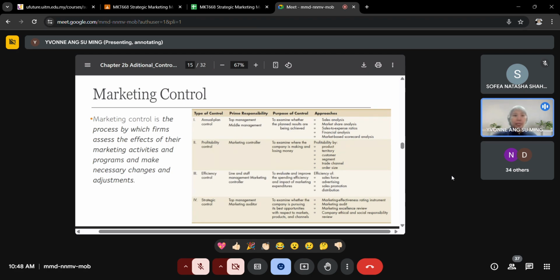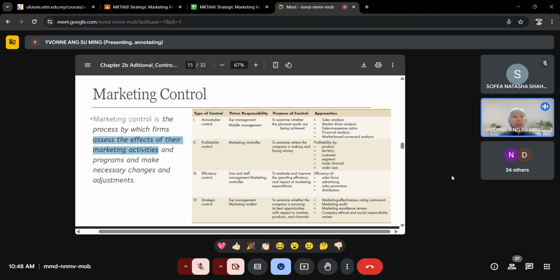So now formally I introduce to you, this is called marketing control. Inside marketing control, what the organization is doing is they have to monitor what is actually going on so that they are able to assess the effects of their marketing activities. Okay, dia memang nak tengok, aktiviti kita yang kita plan ni bagus ke tak, efficient ke tak, does it actually give us our returns or not?